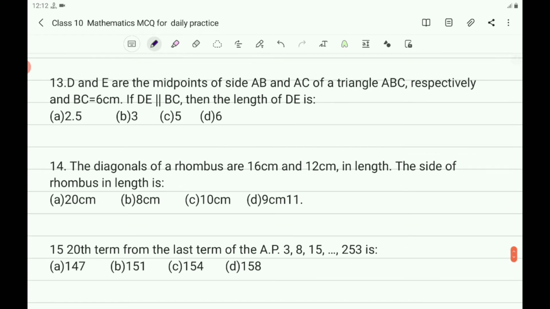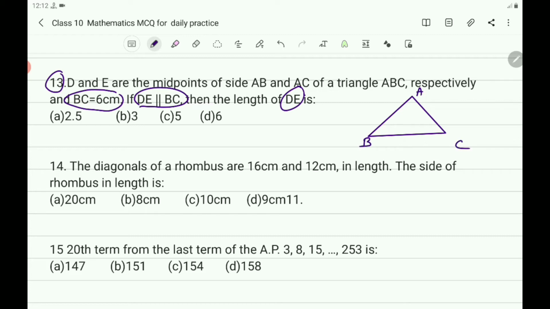Then next you take question number 13. D and E are the midpoints of sides AB and AC of triangle ABC respectively. BC equals 6 cm. DE is parallel to BC. Then the length of DE... Here let us have a rough sketch of the triangle ABC. It is a triangle ABC, and it is also given that DE is parallel to BC. So you draw DE parallel to BC. Next, what is given here?